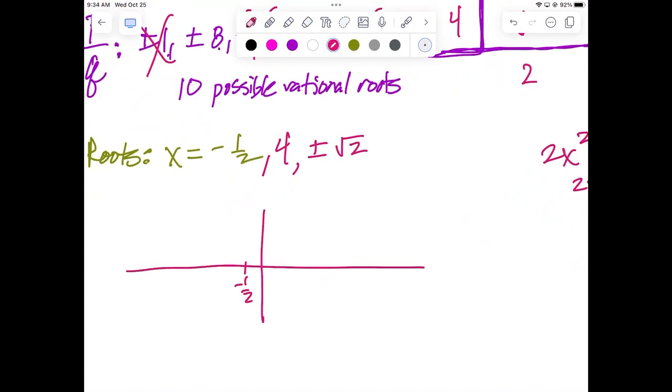Here's negative 1/2. Here's 4 over here. The square root of 2 is like what? 1 point something? So it's going to be right around here, the square root of 2. And it should be right around over here, the negative square root of 2.